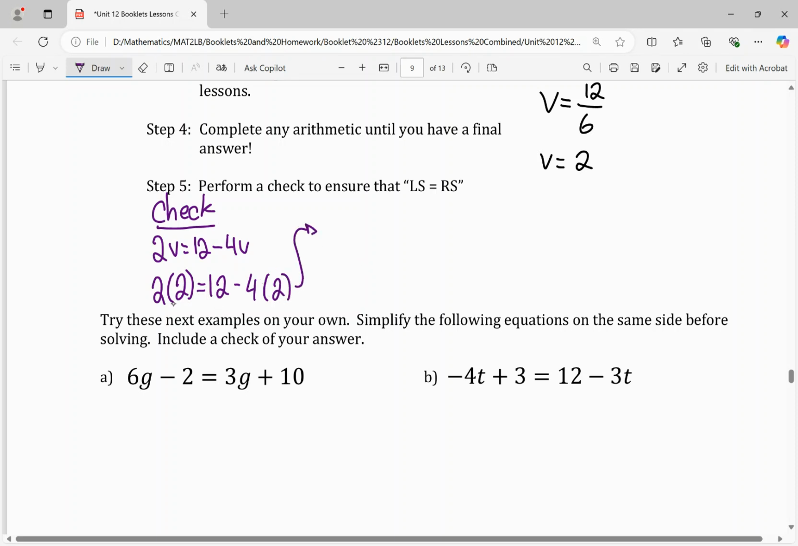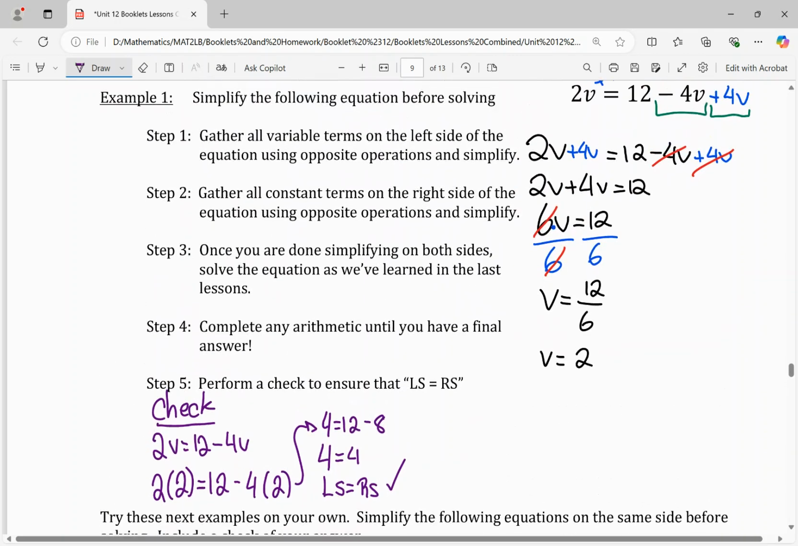Multiplication first. On the left-hand side, we have 2 times 2, which is 4. On the right-hand side, we have 12 minus 4 times 2, so that becomes 12 minus 8, because 4 times 2 is 8. So 4 equals 12 minus 8, which is 4, and the left-hand side is equal to the right-hand side, so we're done. So the answer is v equals 2.